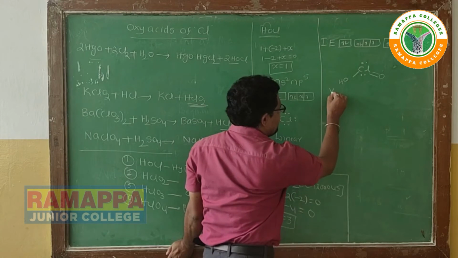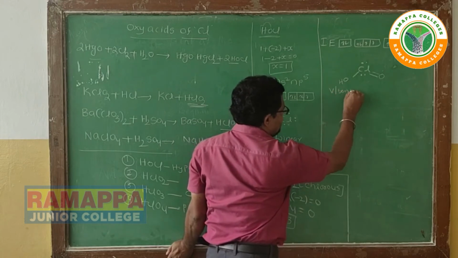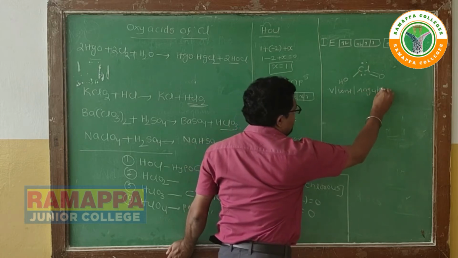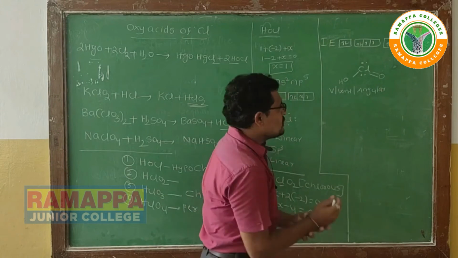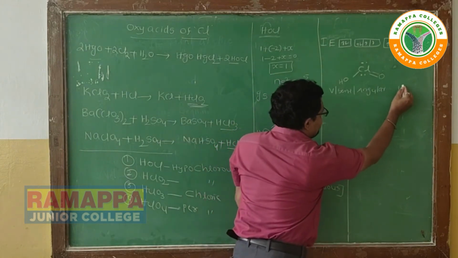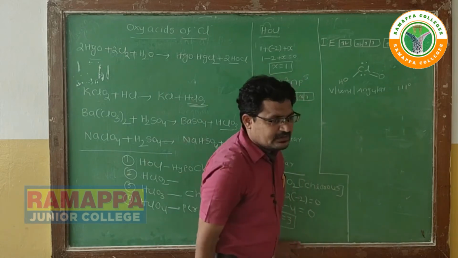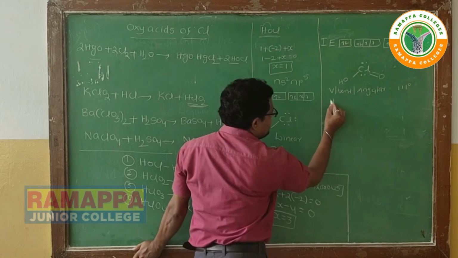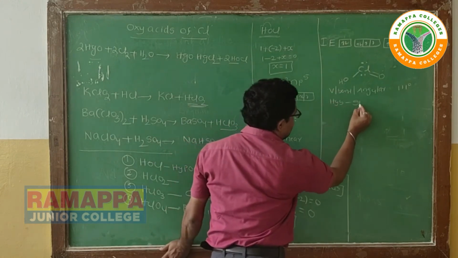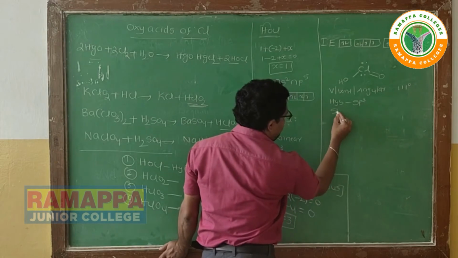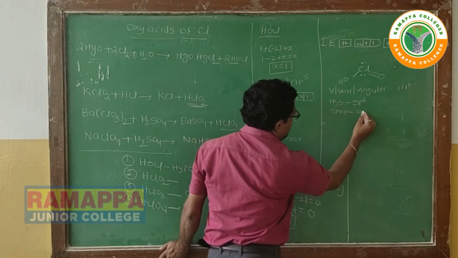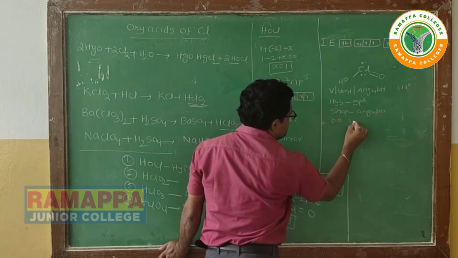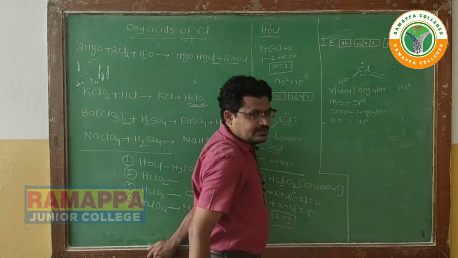Its shape of the molecule is V shape or bent shape or angular. So its bond angle is 111 degrees. Now in HClO2, its hybridization is sp3. Its shape of the molecule is angular. Its bond angle is 111 degrees.